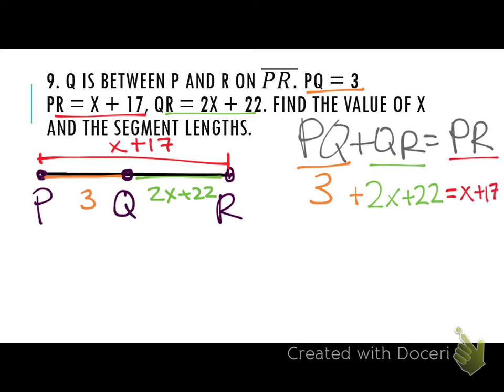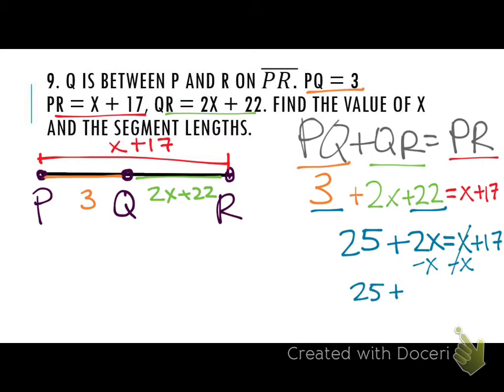We just want to solve from here, combine like terms. 3 plus 22 is 25. Drop down that 2x, and they equal x plus 17. I always move the smaller x, which here would be x. So how do I move that x across the equal sign? Subtract it. So 25 plus 2x minus x makes x. x equals 17. Subtract 25. x equals negative 8. So, can you have a negative x?